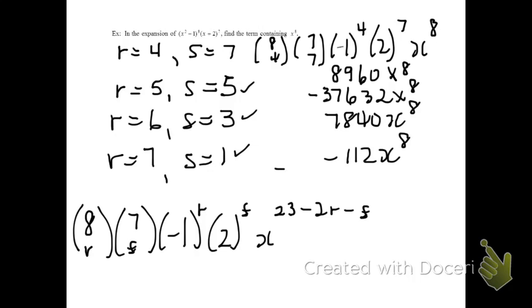And then we just simply add them all up. We get negative 20,944 x to the power of 8. And that's our answer. That will be the term that contains x to the power of 8.